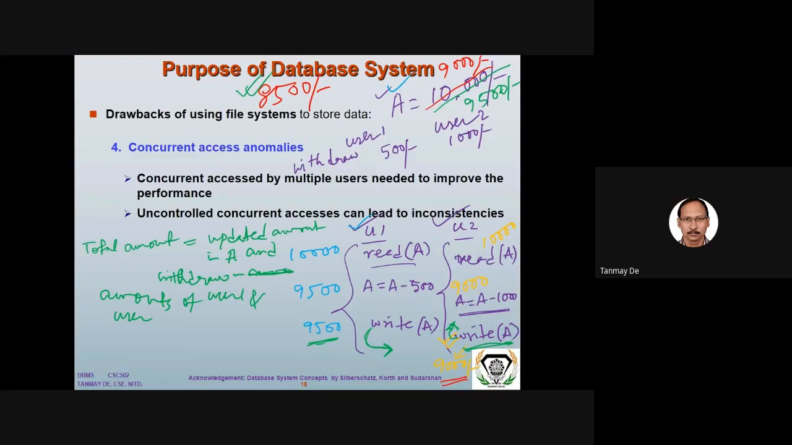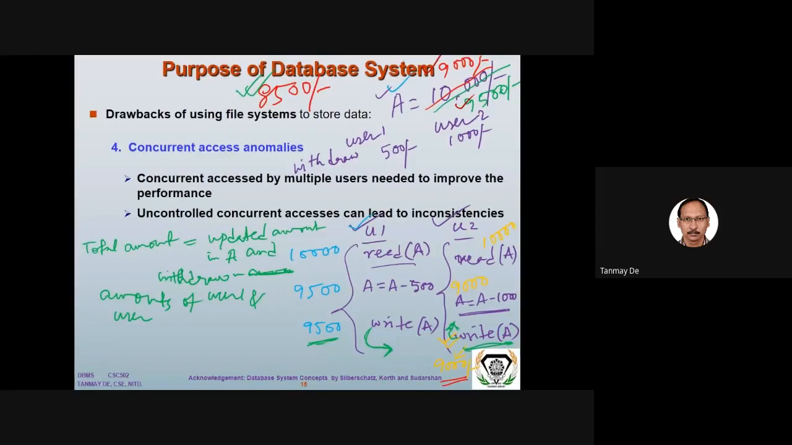because if both withdrawals are done in parallel or concurrently, account A will contain either 9000 or 9500. Both are not preserving the conservation of money. So in order to protect or guard against that during concurrent execution, such that the database does not fall into an inconsistent state, some form of supervision is required.